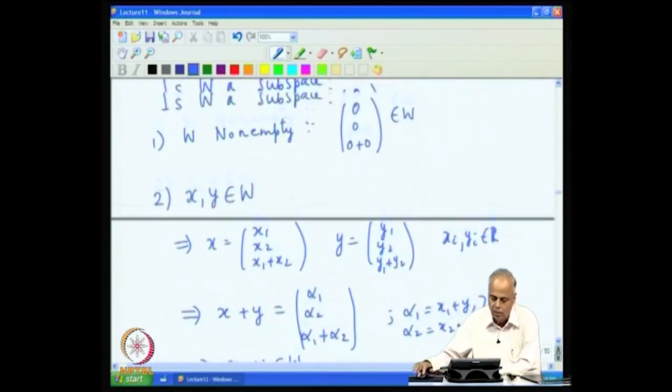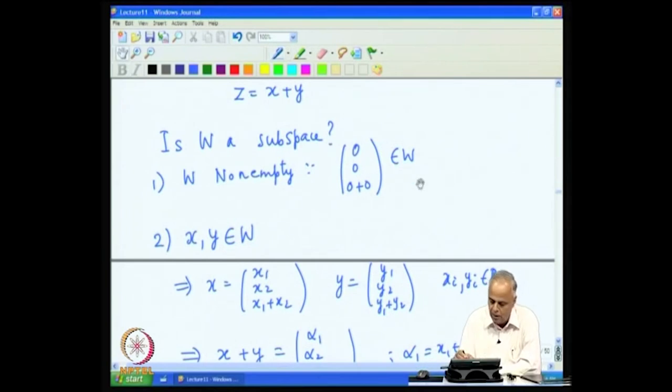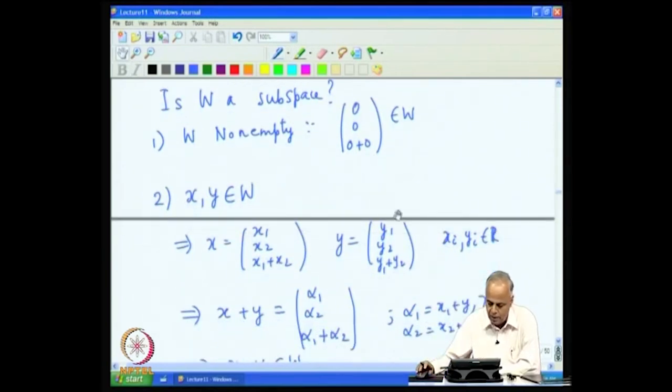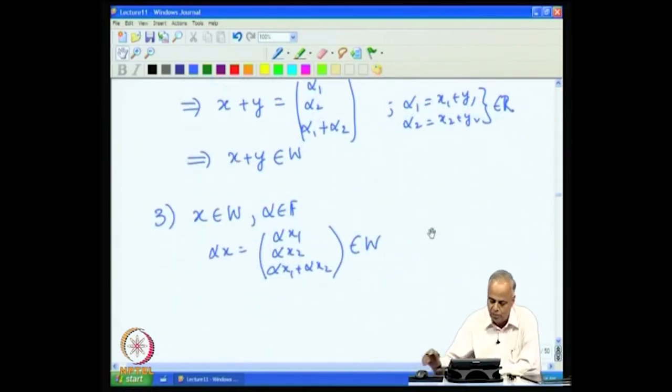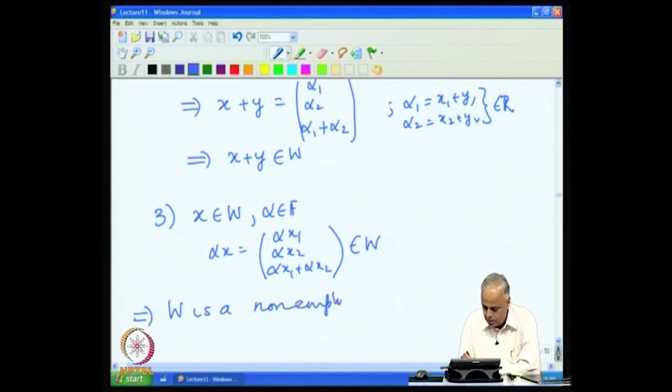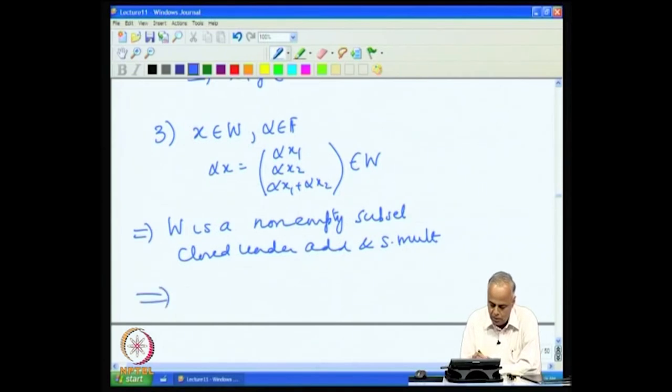And therefore, the first condition says W is non-empty. The second one we have verified shows that W is closed under addition, and the third one we have verified that W is closed under scalar multiplication. So, W is a non-empty subset closed under addition and scalar multiplication, which means W is a subspace of V.